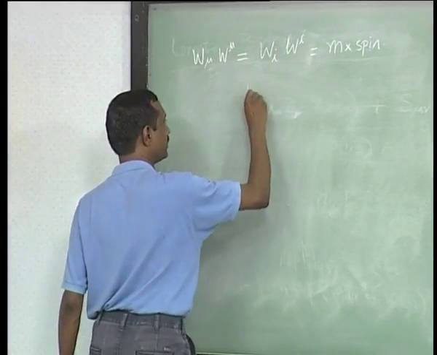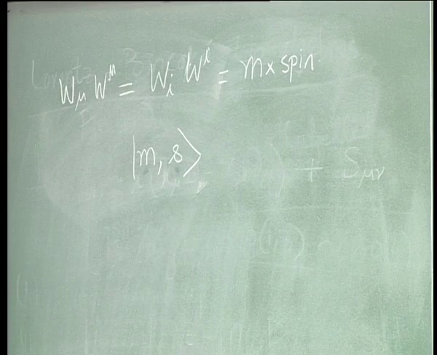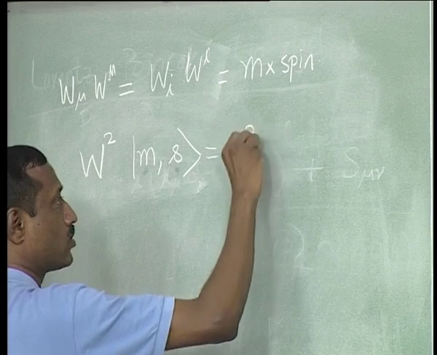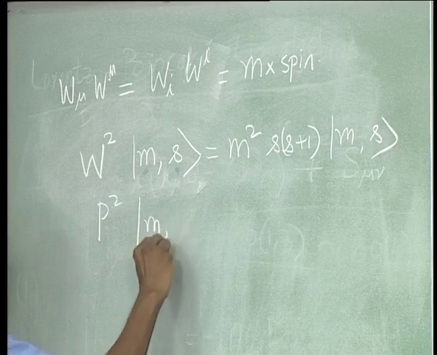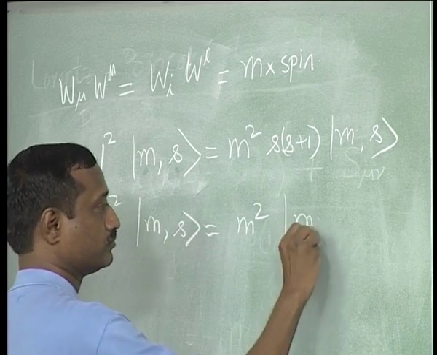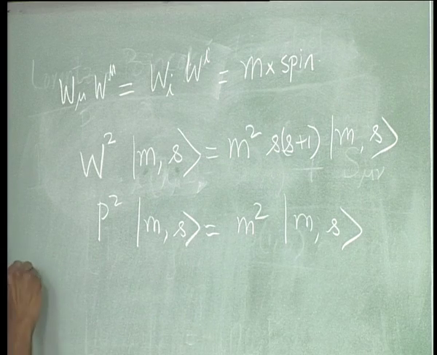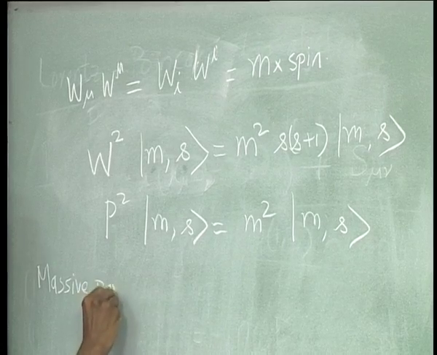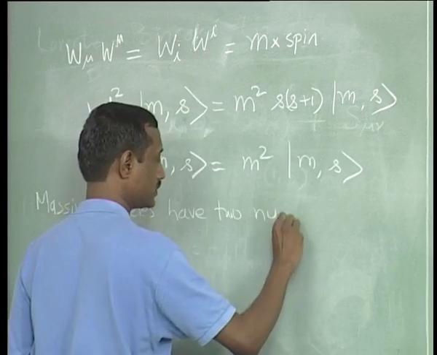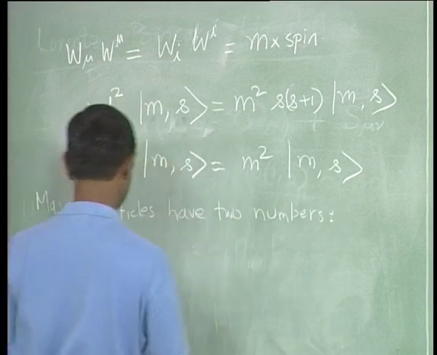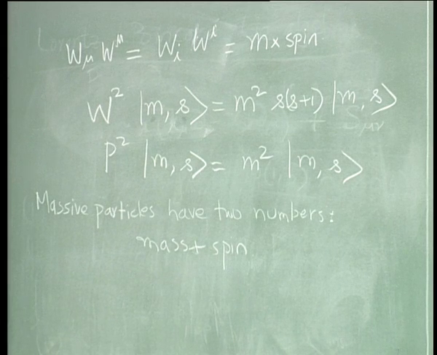In other words, if you give me any state, any particle will have two numbers, one we will call m, the other we will call this, and this is just W squared equal to m squared S(S+1), of course P squared is m squared. Okay. So this implies that massive particles have two attributes, two natural numbers if you wish, two numbers associated with them: mass and spin. Is this clear?